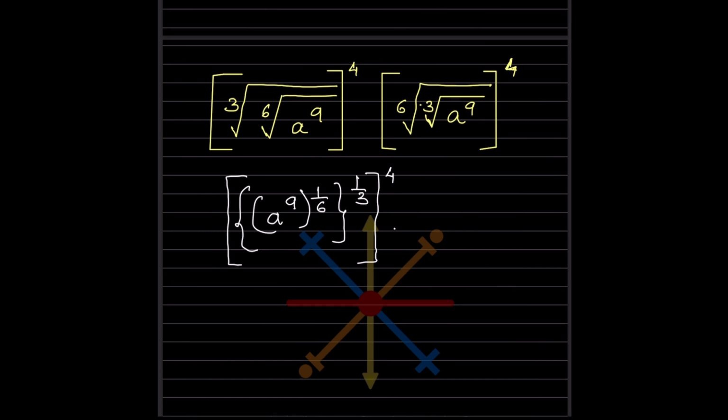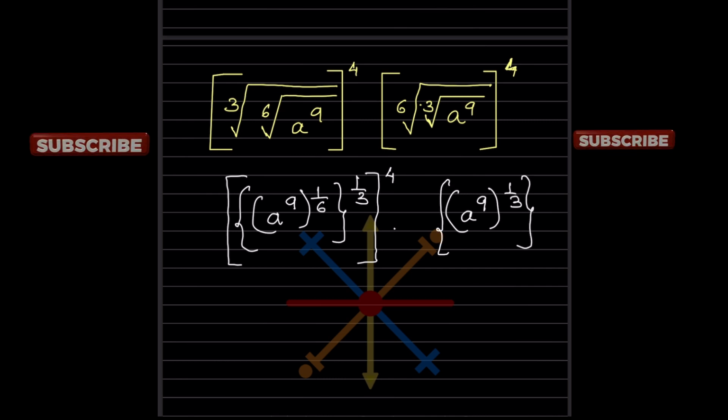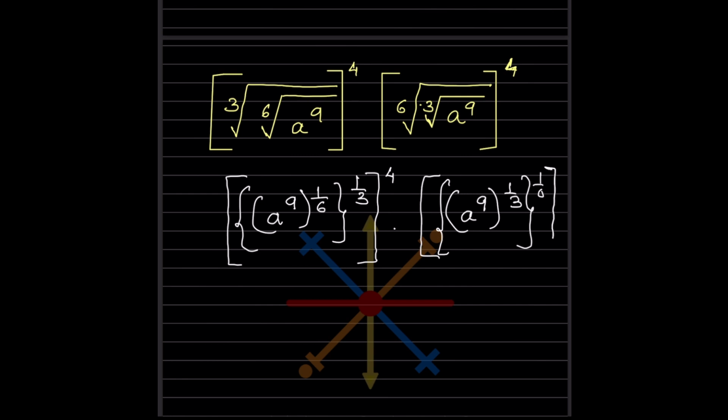Same for the other one, this one. So we'll write here a raised to 9, the inner root. So this is root 3. Root 3 means here it will be 1 by 3 and then root of 6. So this will be, let us put a curly bracket for this one. So that is 1 by 6 and then this 4. So that is going to be 4.